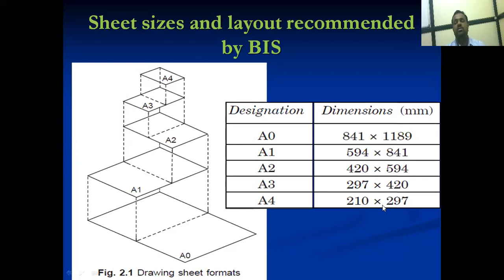Then how we can find out the dimension of that different sheets? Okay, I will explain you. Here, first A0 size sheet is there. Please anyone tell me what was the dimension for A0 sheet?